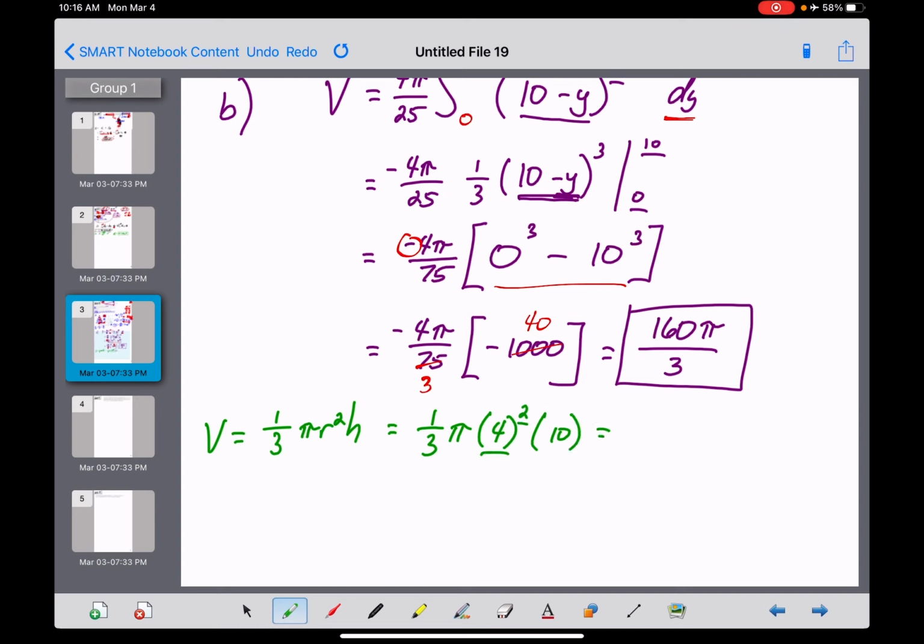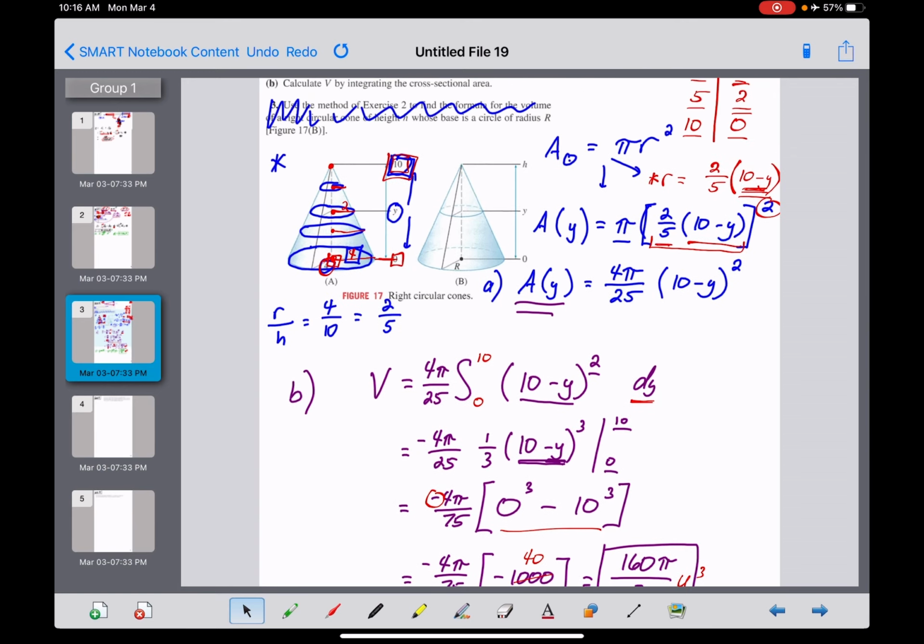So 4 squared is going to be 16. 16 times 10 is going to be 160. Then we'd multiply that by a pi and divide all that by the 3. That doesn't simplify at all. So we got the same answer using both calculus and geometry, which makes me feel pretty confident about my answer. And of course, because it was a volume problem, I should put cubic units on there, but there we go. So that looks like our final answer then, guys.